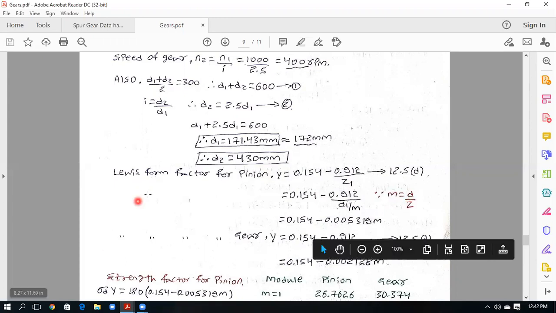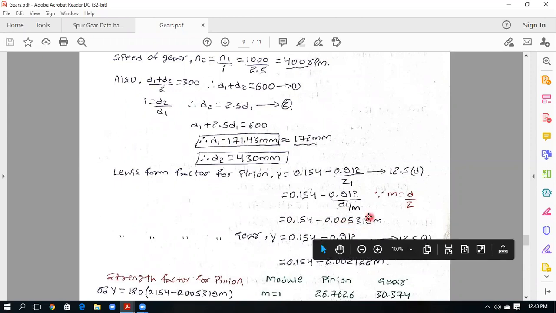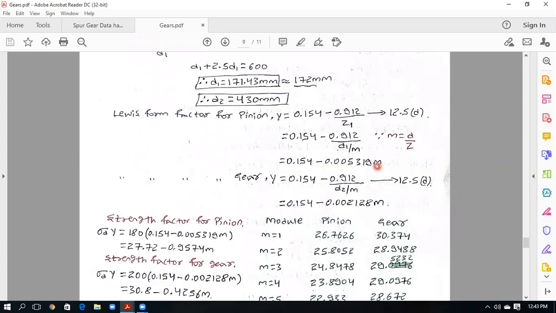Here you're finding the Lewis form factor for the pinion. That's why I will mention it as d1. Therefore, z1 is equal to d1 by m. Substitute the value of d1, it is 172. Substitute that and solve that. You will get 0.154 minus 0.005319 m. In this case, the module m needs to be calculated.